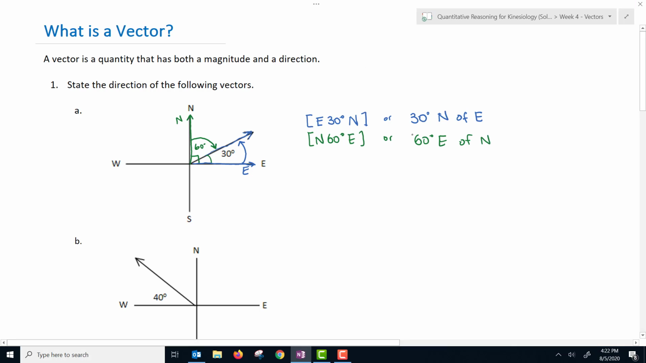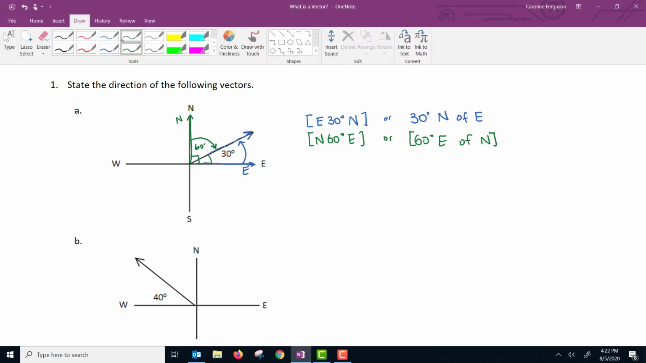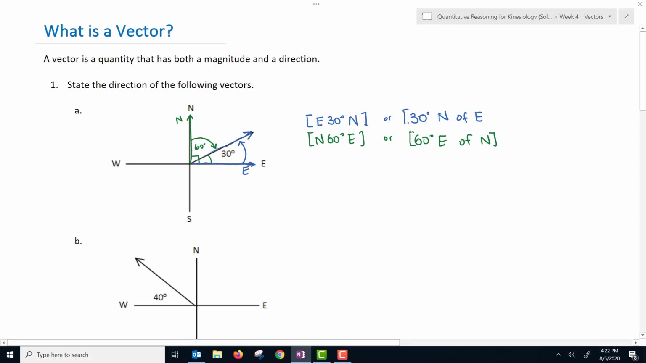So all four of these answers would be acceptable. They're all correct. You can write whichever way you're more comfortable with. That said, I can give you a direction in any of these fashions, and you should understand what they mean. You should understand all of these options, but whichever option you're more comfortable with, that's what you can use as your answer.